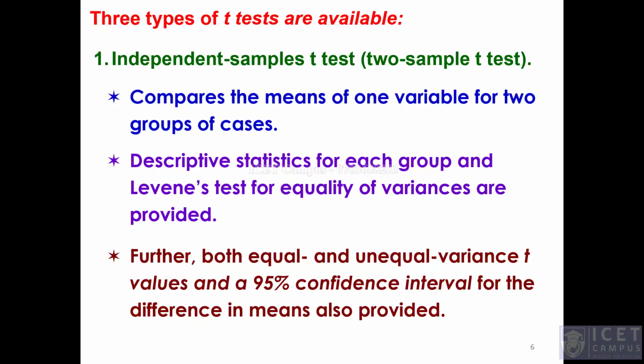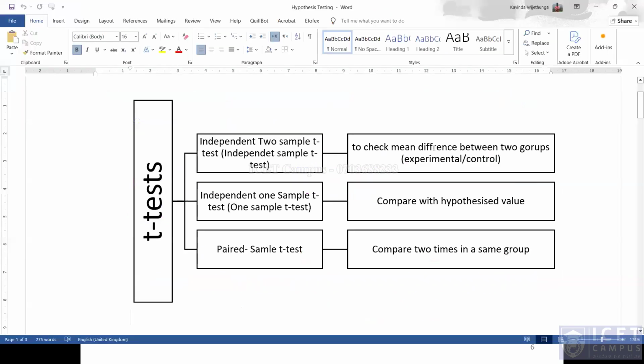It means if it is an experimental research, there are two groups. One is called the experimental group, the other one is the control group. If you need to check whether there is a significant difference between this experimental group and the control group, we can use this independent sample t-test. The independent sample t-test is used to check the mean difference between two groups, right? Two groups means experimental and control, like this. So you have to keep this in your mind.